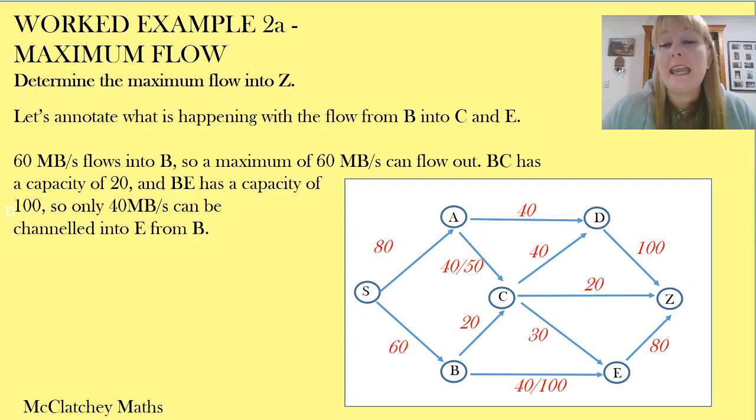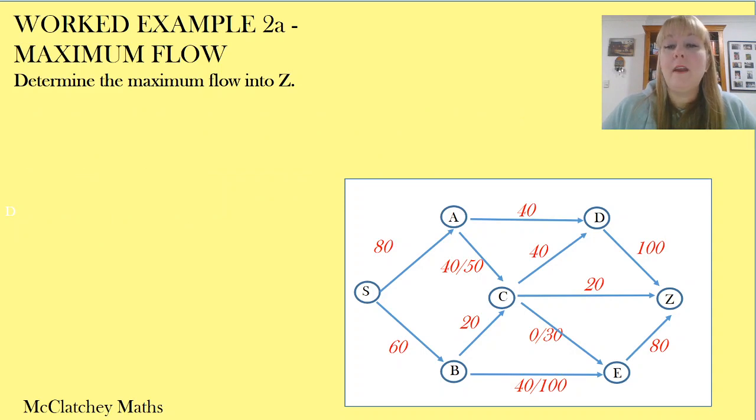So now I've annotated down the bottom here the 40 out of 100, indicating that it's got a capacity of 100, but only 40 megabytes per second is going to flow through that particular cable. Okay, so let's continue through our network.